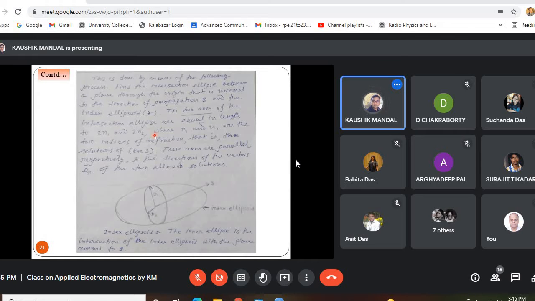What should be the condition? That intersection ellipse must pass through the center of the ellipsoid. You can't draw this intersection ellipse at any arbitrary point. You have to consider this intersection ellipse at the center of the ellipsoid. That means the intersection ellipse must pass through the origin of the index ellipsoid. The second condition is that the surface of this intersection ellipse must be perpendicular to the direction of propagation.